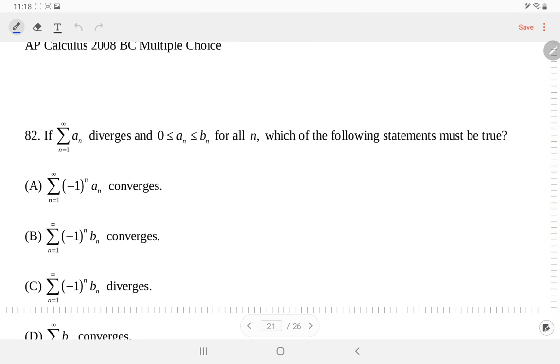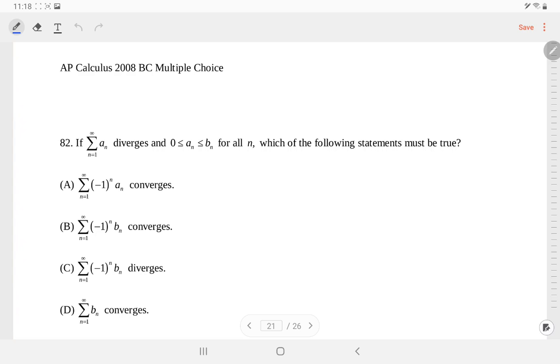Here we go. Let's see, here we go. We're doing the 2008 BC multiple choice. Okay, let's see. This diverges.